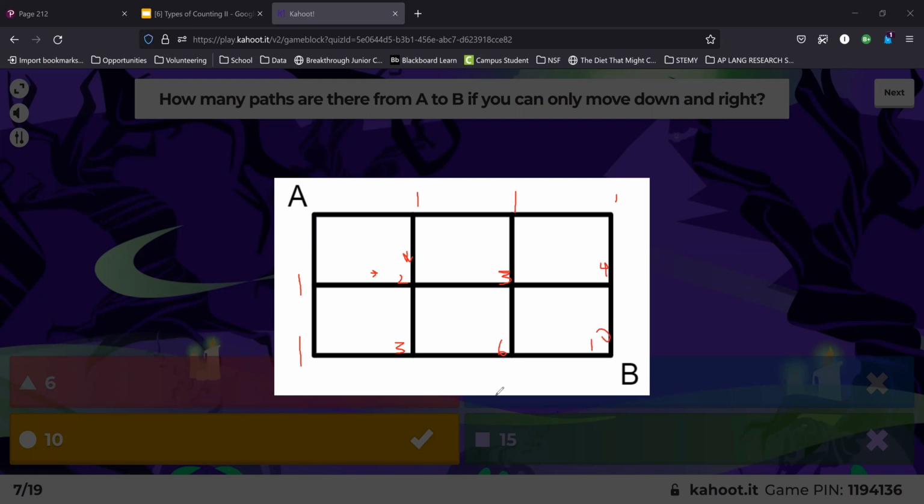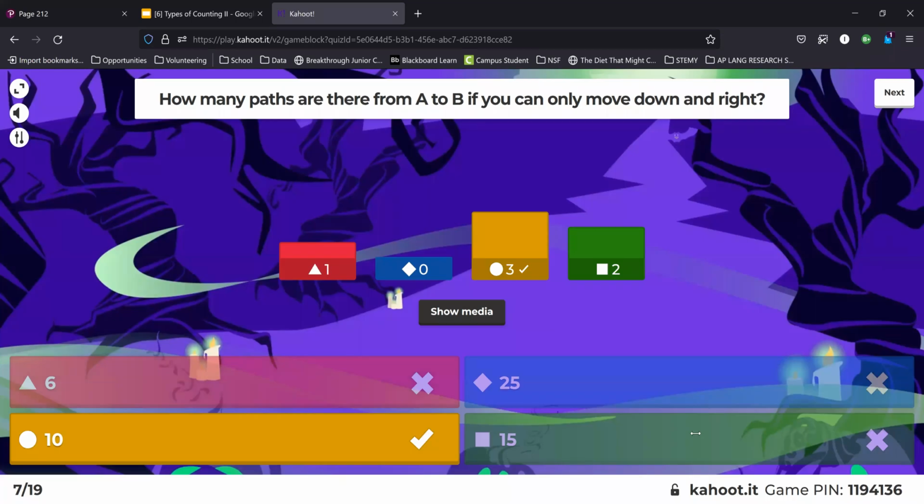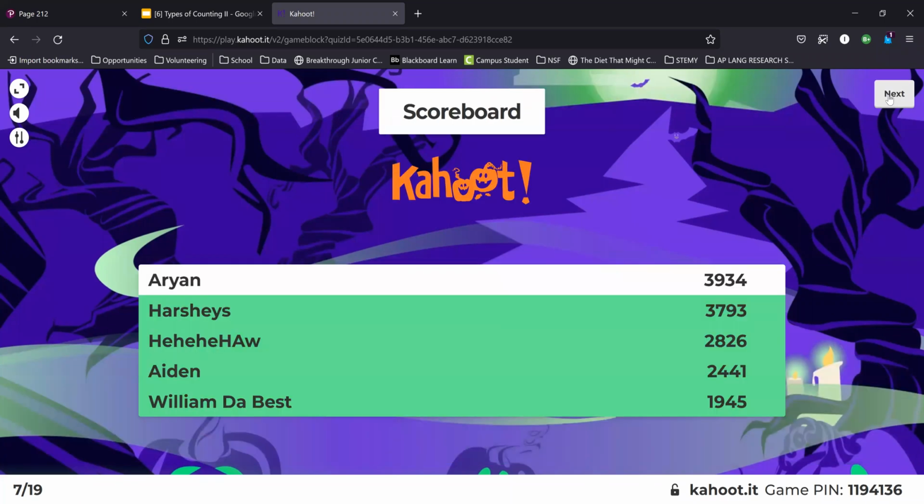You could also use like 5 ways. You would have to arrange 2 downs and 3 acrosses, or 3 rights, in order to make that, right? So it would just be 5 factorial divided by 2 factorial divided by 3 factorial. Either way, you would get 10.